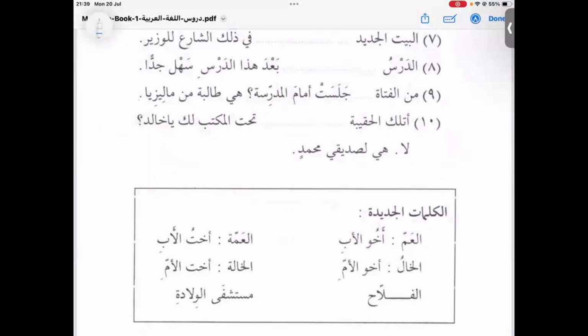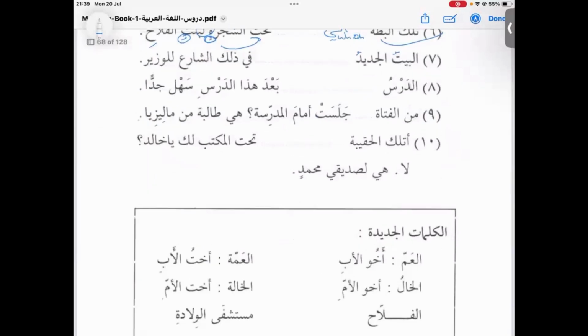Okay. Al-baytul jadidu. That's murakkab. That's the adjectival phrase. The new house. Alladhi, which is fi dhalika shari'i, in that street. That's the mubtada. Lil waziri, belongs to the minister, the wazir.